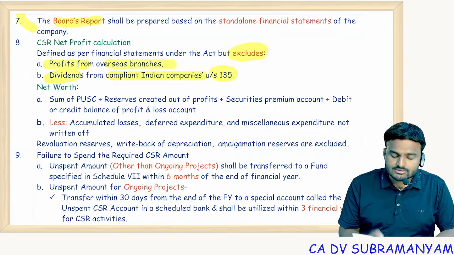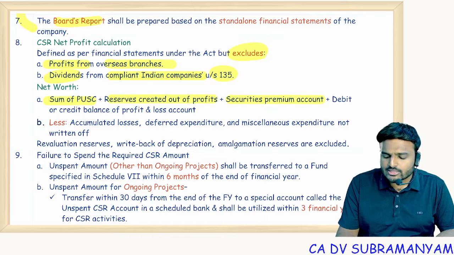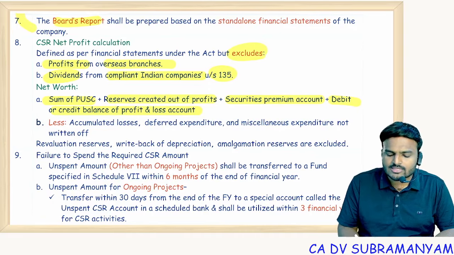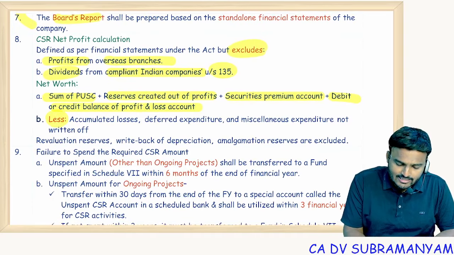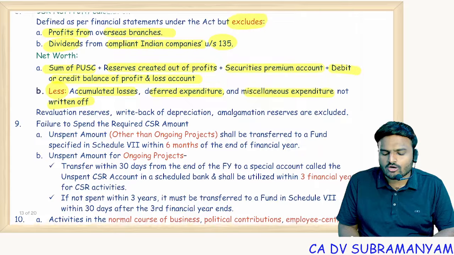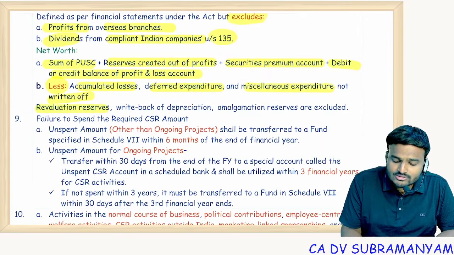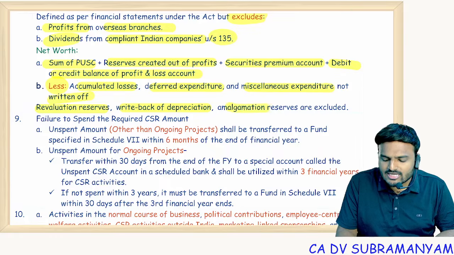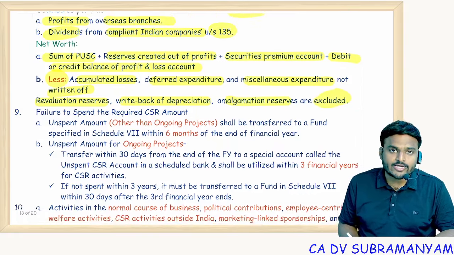So net worth calculation is the sum of paid up share capital, reserves created out of profits, securities premium account, and debit or credit balance of P&L account, less accumulated losses, deferred expenditure, and miscellaneous expenditure not written off. Revaluation reserves, write back of depreciation, and amalgamation reserves are excluded.